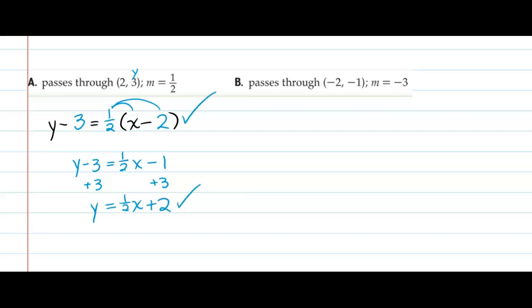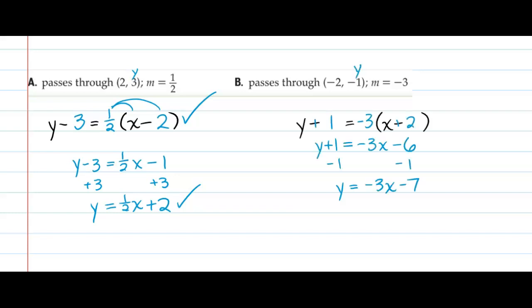Both of these would be acceptable answers. If it specifies for one form over the other, you need to be sure to give your answer in that form. Pause the video and go ahead and try B. Hopefully you got y equals negative 3x minus 7 for your answer.